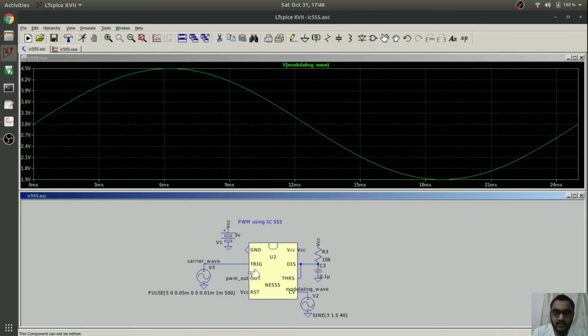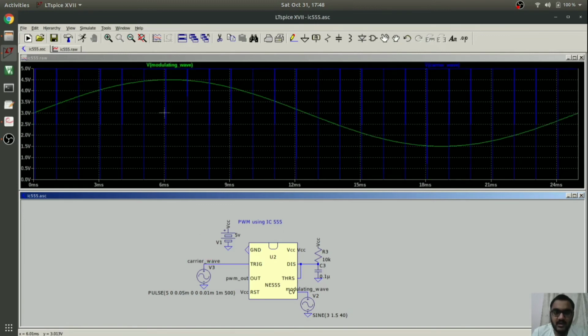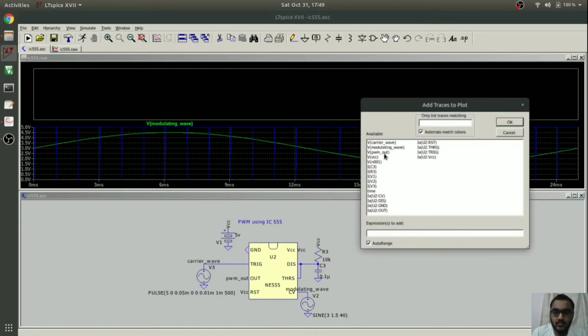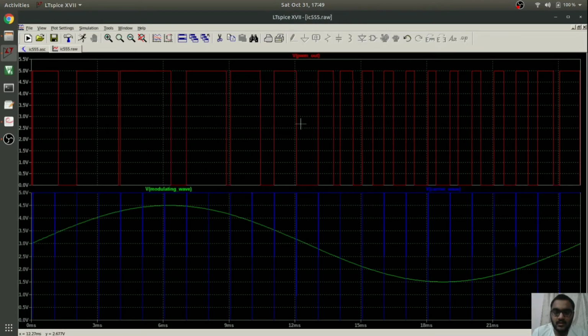This is the modulating wave. This is the carrier wave. So now let's plot the PWM output in another plane. So now as you can see, at the output a pulse width modulation wave is generated. Observe that when the amplitude of the modulating wave is highest, the width of this pulse is also largest, and when the amplitude of this modulating wave is lowest, the width of this output is also lowest. So this is the PWM waveform.